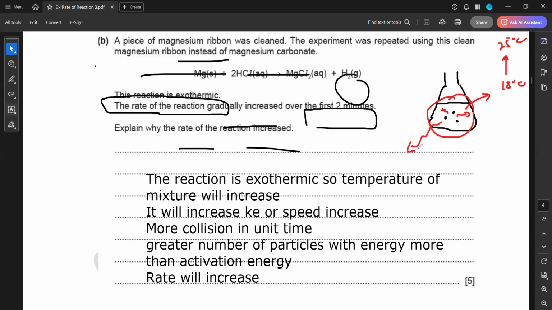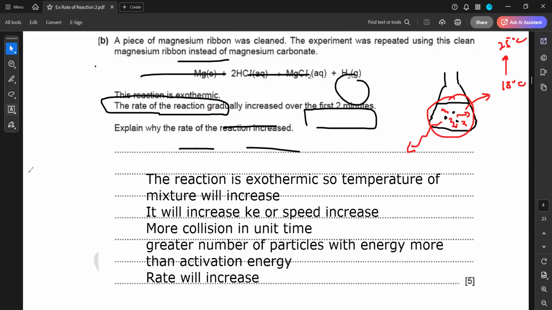It's not going out like this. It's first absorbed by the mixture. That's why the temperature of the mixture is increasing. So in an exothermic reaction, the temperature of the mixture increases. If it was an endothermic reaction, the temperature of the mixture will decrease. Is it clear? Yes, sir.